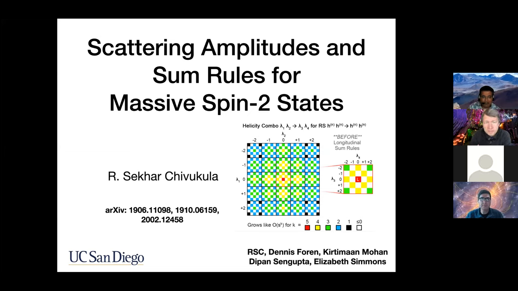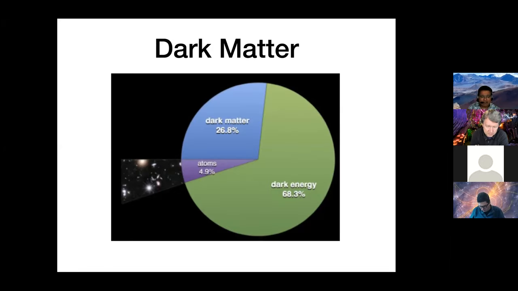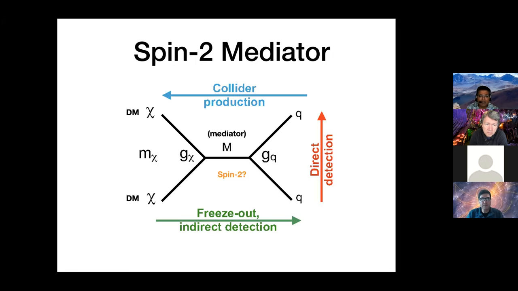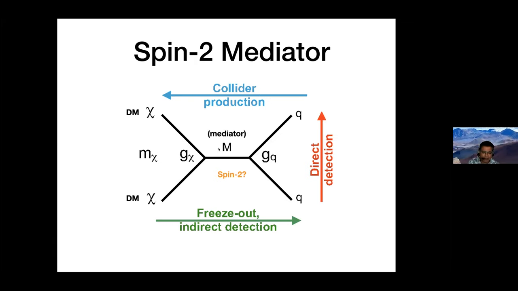But as John said, I'm going to talk about scattering of massive spin-2 states. Let me set the stage for why we started doing this, although I won't actually talk about this. We were interested in looking at models of dark matter, in particular, models of dark matter with spin-2 mediators. So the idea, of course, is there's some Randall-Sundrum KK state that's a spin-2 mediator that couples to some potential dark matter particle. We were interested in understanding what kinds of constraints there would be on such models.